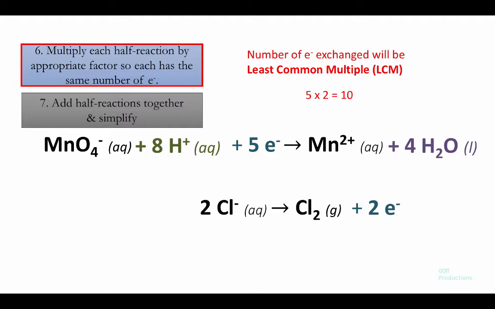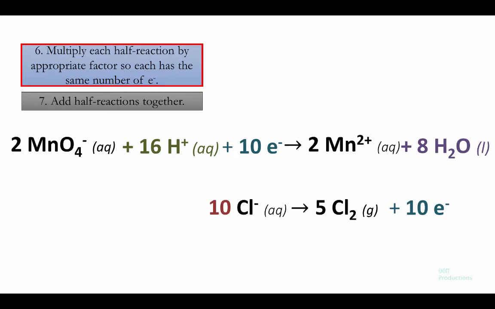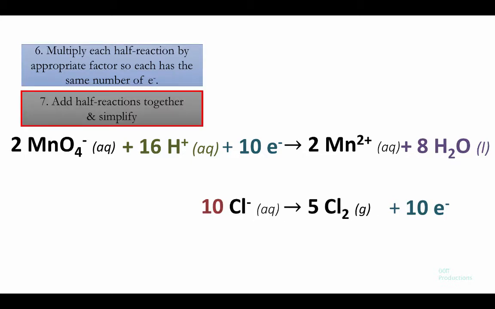So for example, for our first half reaction, we're going to multiply that by 2. Everything in that reaction is going to happen twice. You might think of it that way. So 2 permanganates will react with 16 hydrogens and gain 10 electrons to make 2 manganese 2 plus and 8 waters. And we could do the same for the chlorine, except chlorine we're going to multiply by a factor of 5. Okay, so here's everything all multiplied out. And now we're going to add those half reactions together and simplify them.